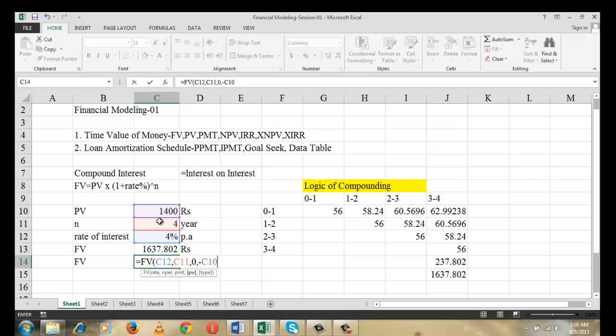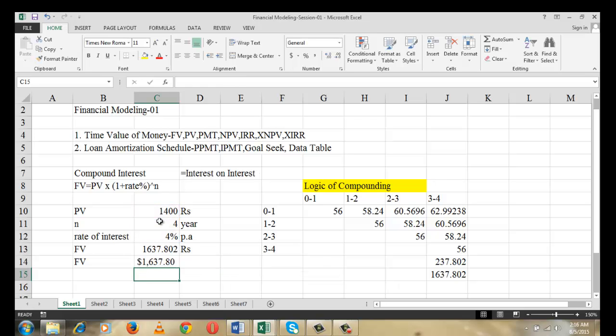What does PMT mean? PMT means, in the case where an annuity is there, we call the annuity here PMT. Here there's nothing called annuity. You just deposited this 1400 rupees one time, so there's no concept of annuity here. The present value is 1400. Type is 0.